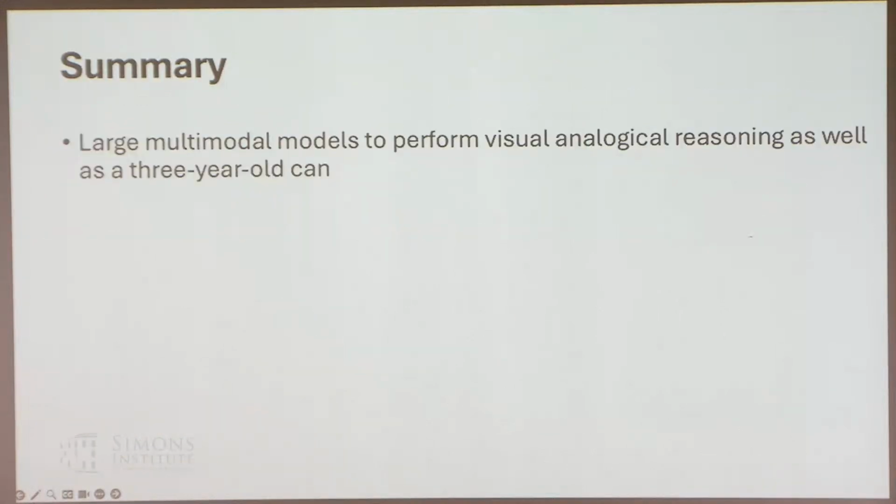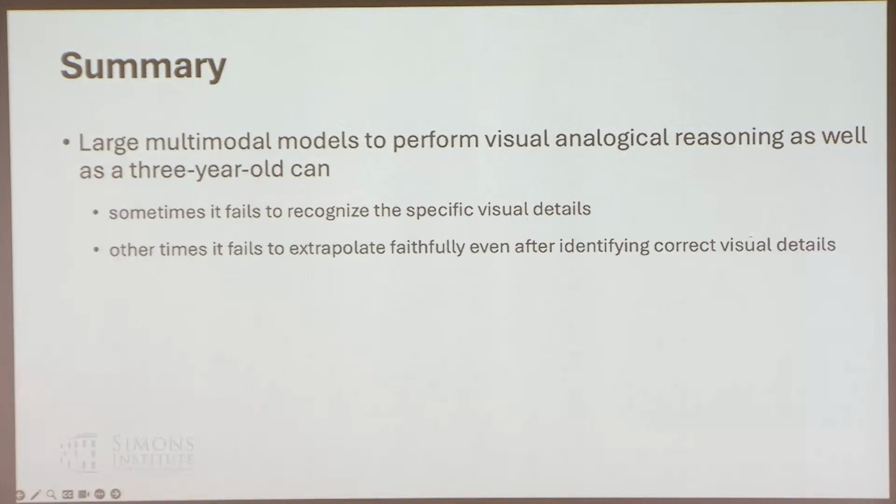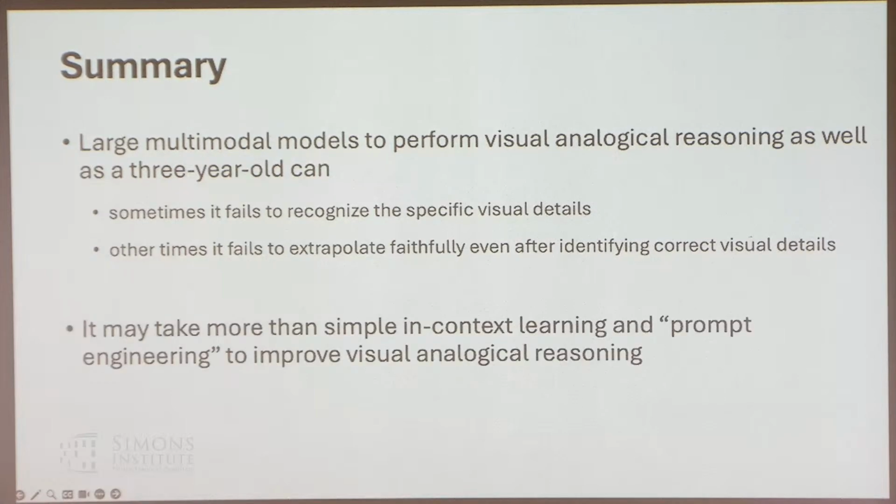Okay, so to summarize, large multimodal models perform visual analogical reasoning not as well as a 3-year-old can. Sometimes they fail to recognize the specific visual details, and other times they fail to extrapolate faithfully. And it may take more than just simple in-context learning or prompt engineering to do it.